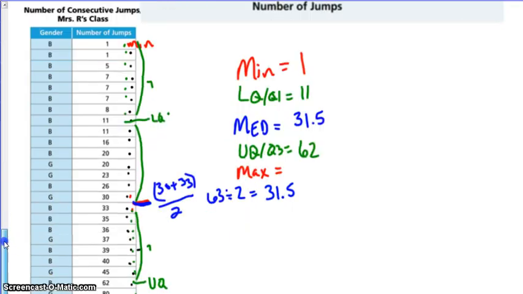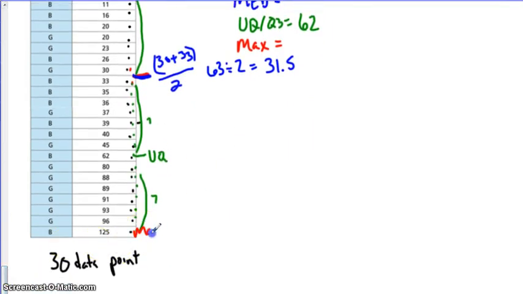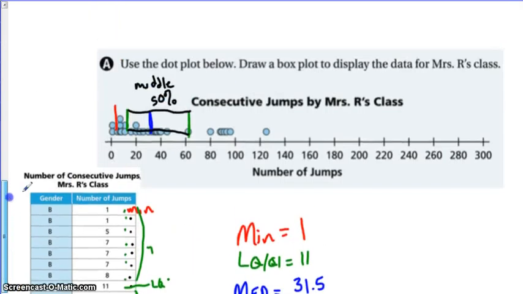We have one more number to find, and that is the maximum. I'm going to scroll down to the very bottom, and here is my maximum value, which is 125. That's actually going to be a dot again, and it's going to be this one. I'm going to put a line right there, and now I'm going to connect my whiskers with straight lines. Half of the information comes in the box, and the other half comes outside the box. I guess we should probably scoot this red line for 1 over to the 1. All right, so there's my box and whisker plot.